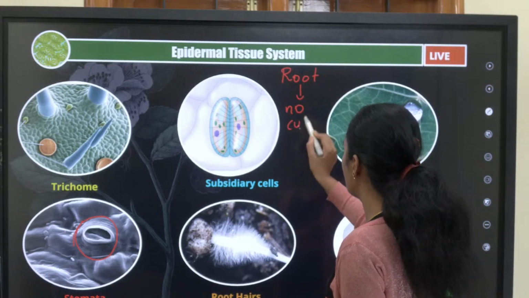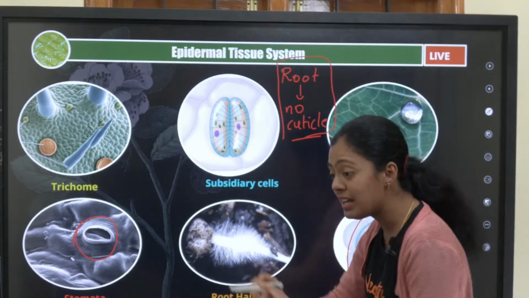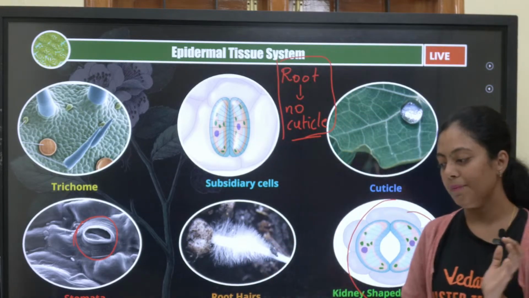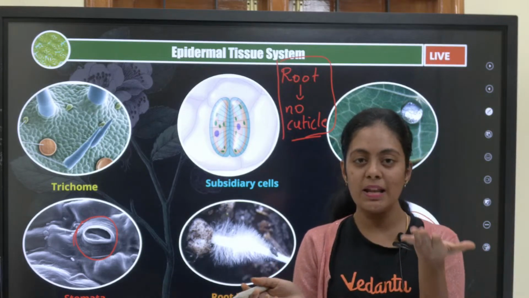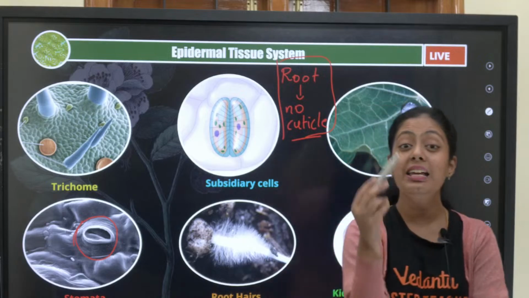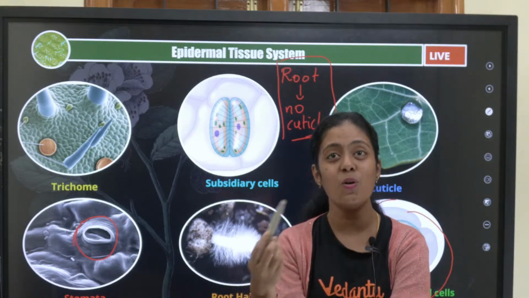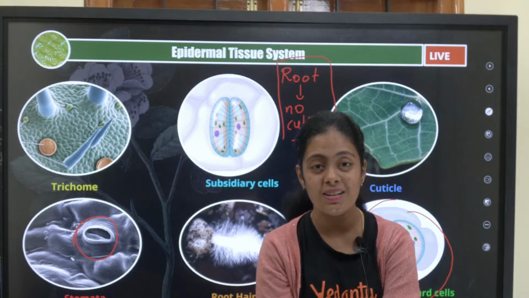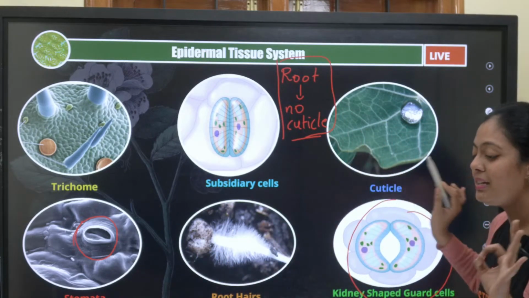Can you guys tell me why there is no cuticle in the root? Yeah, you can answer it yourselves, it's very easy. There is cuticle in the stem and leaf, so why is there no cuticle in the root? If cuticle were there, what would happen? Do you think your roots will be able to absorb the water? No, they will not be able to absorb water. So that is why there is no cuticle present in the root.